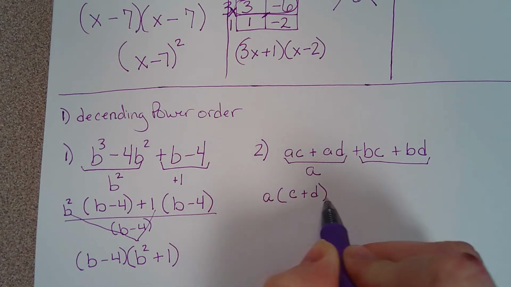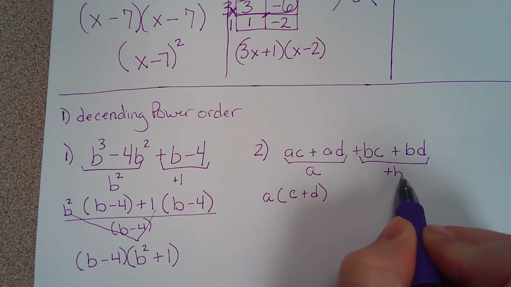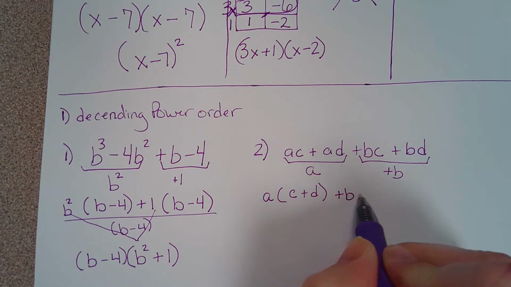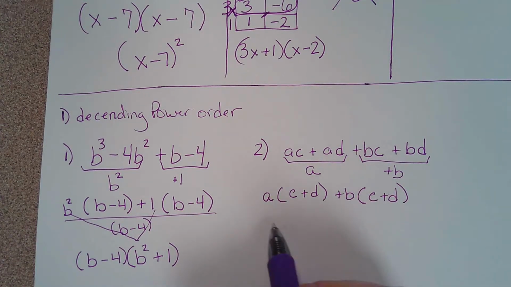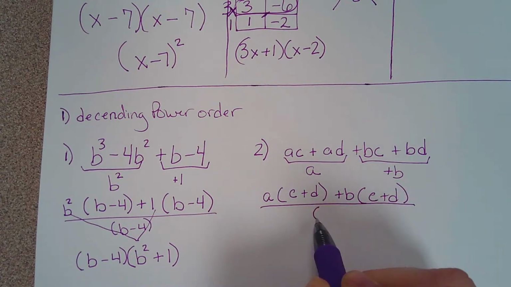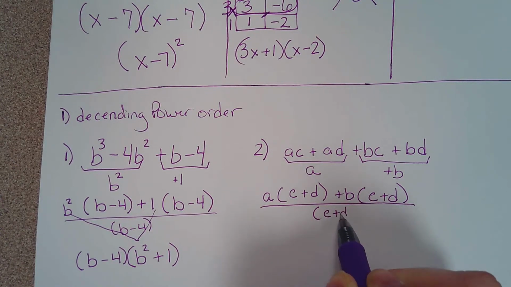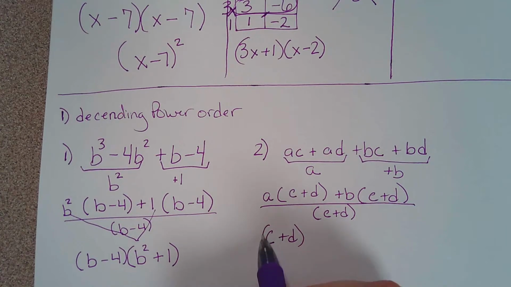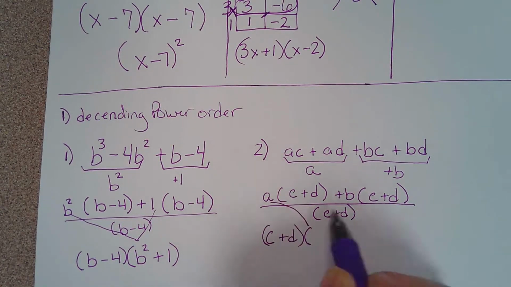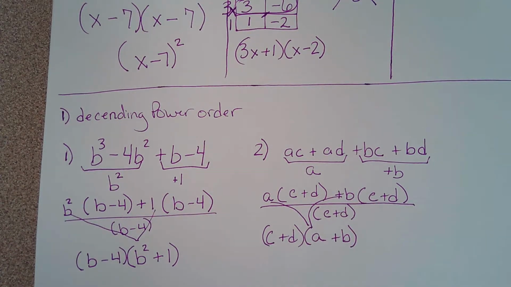And in the second one, I can pull out a positive B, which gives me C plus D. So my groupings match, so I'm going to pull them out. So C plus D is my first grouping, and remember, the second one is built up of the other two that were out front, so A plus B. And that is your final answer.